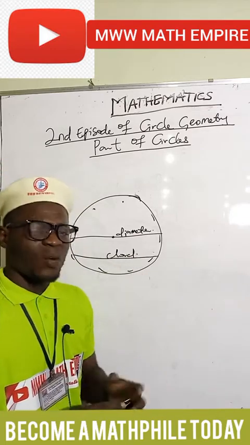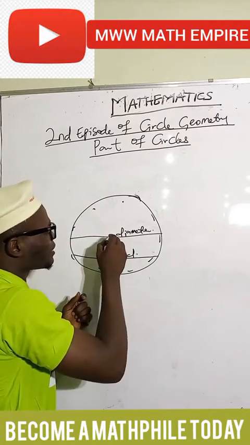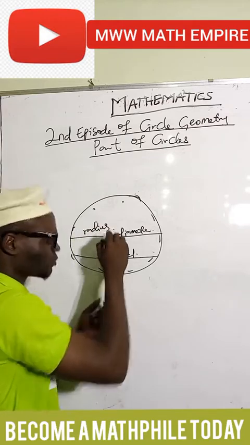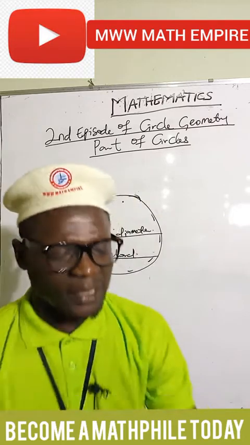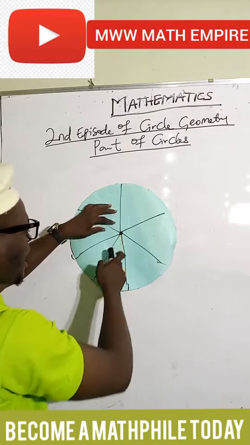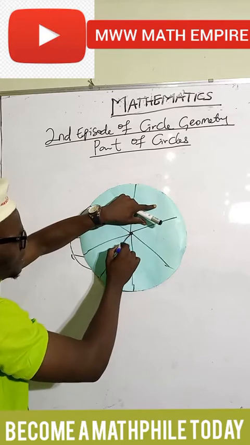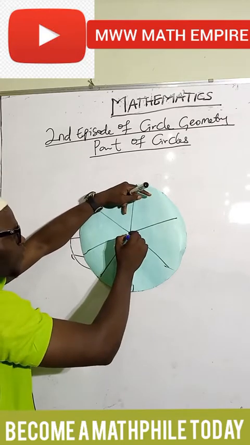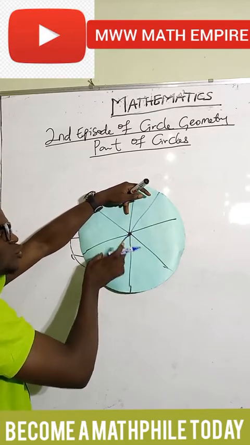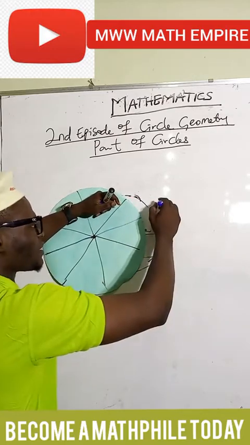Do you copy? Remember, when I say do you copy, you tell me copy that. And half of a circle, half of this diameter, is called what? Radius. I want you to take a look at this. This is the center of this circle, and this place is the radius. When I join it from here to this place, you will see that the diameter is the combination of what? Two radii.